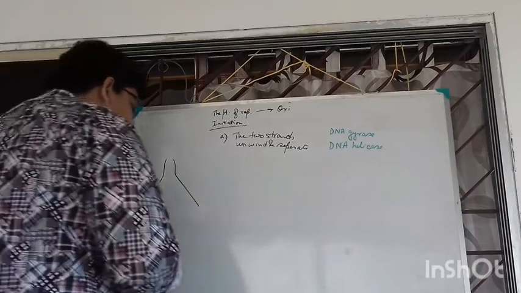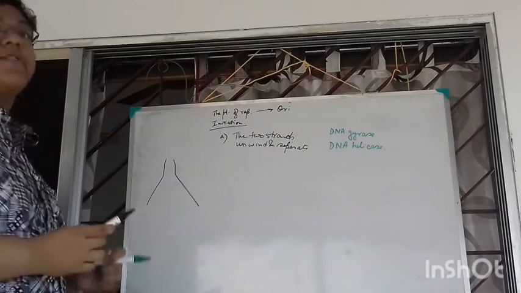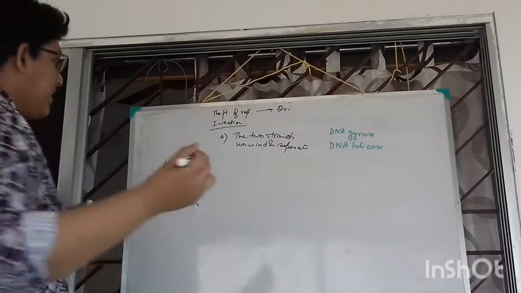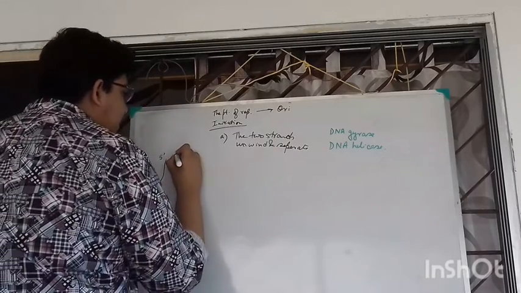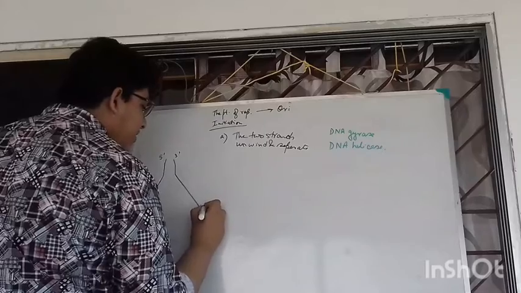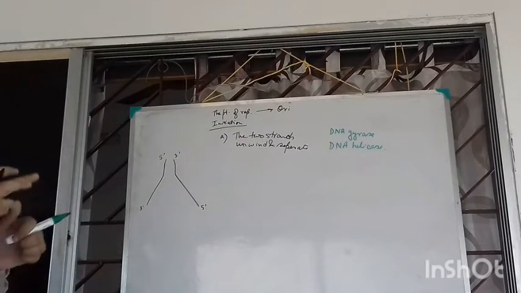As you know, the DNA has strands named by the 5' and 3' end. This remains as the 5' and 3' end, and this is always complementary. This is the 3' and 5' end. Next, number B.